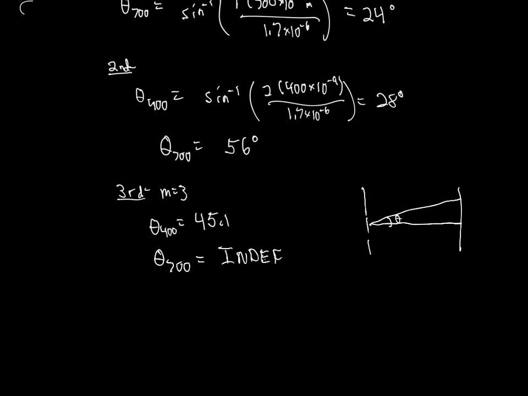Can we figure that out? This angle can get bigger, right? It can keep getting bigger and bigger. The biggest I can get is 90. So when you plug in these numbers for m equals 3, you end up with an angle that's greater than 90. So you're not going to get a result. That means that this third order won't be complete. I can't get a complete third order.